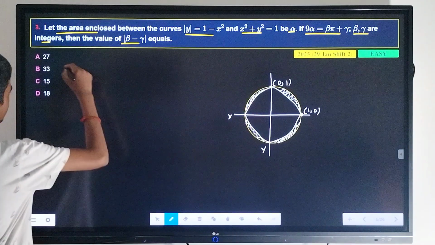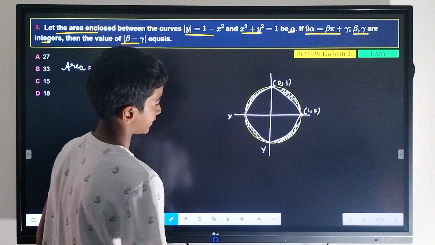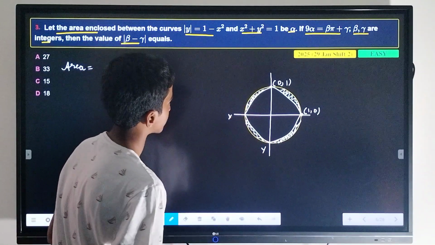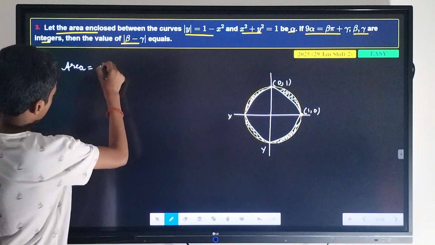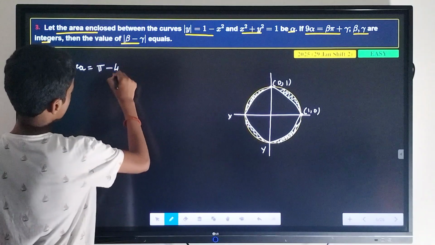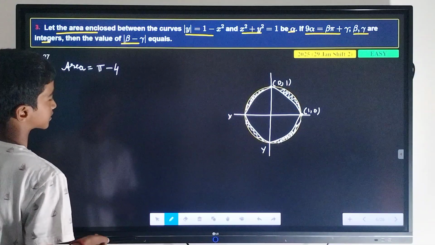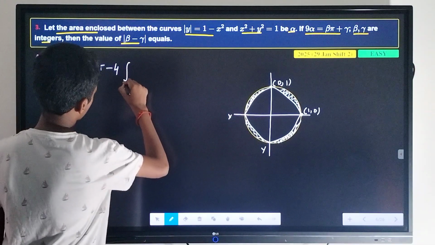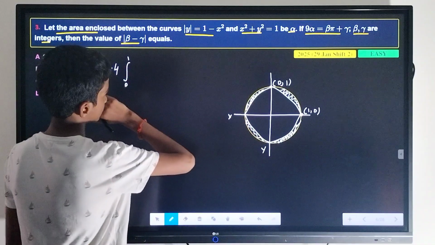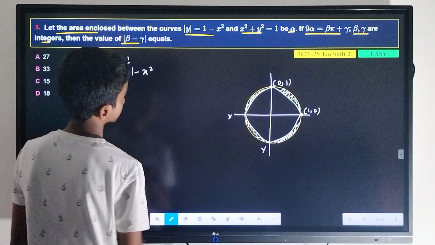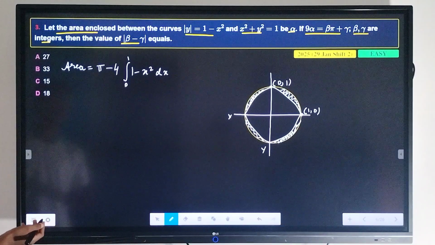Now our required area is equal to area of the whole circle. Area of the whole circle is pi r square. So in this case our r square is 1. So pi r square will be pi minus 4 times the area of this region. So 4 times area of this region will be integral from 0 to 1 of 1 minus x square dx.